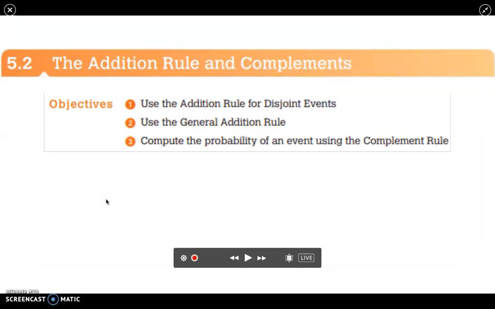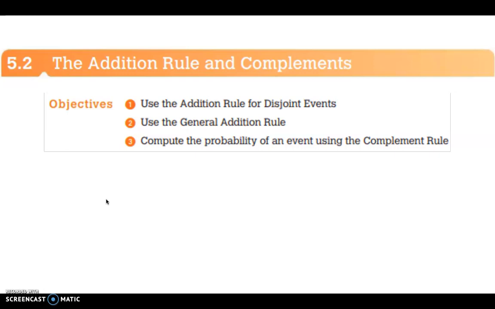Okay, this is section 5.2. We're going to be looking at the addition rule and complements using probability. And so you can see our objectives. We're going to use the addition rule for disjoint events, and then we're going to use the general addition rule and then compute probabilities using what's called the complement.